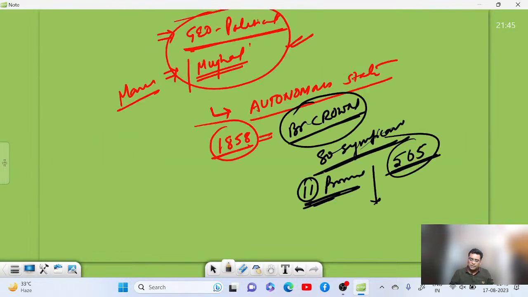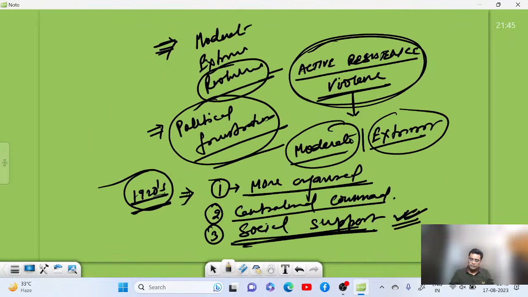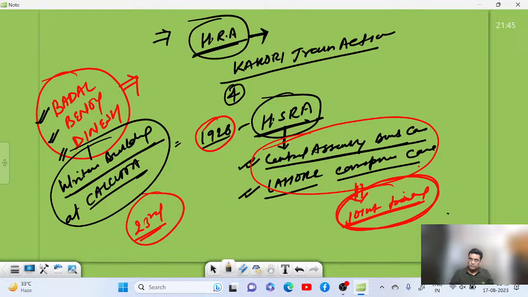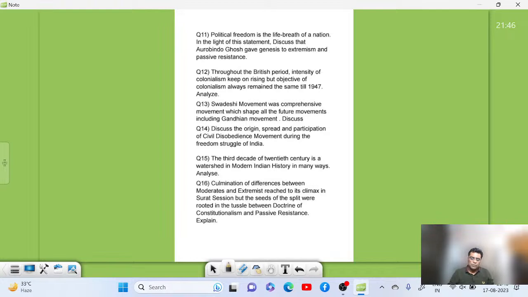Now the next question is, look, question number 11 on your screen is, the political freedom is the life breath of a nation. In the light of this statement, discuss that Aurobindo Ghosh gave genesis to extremism and passive resistance.